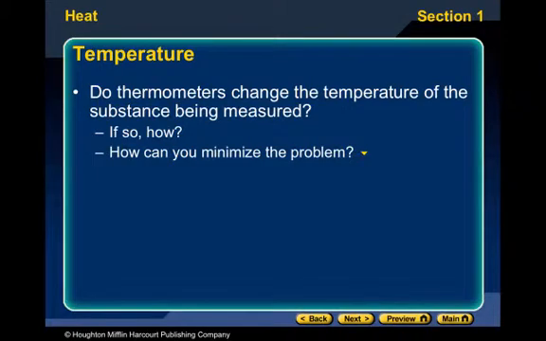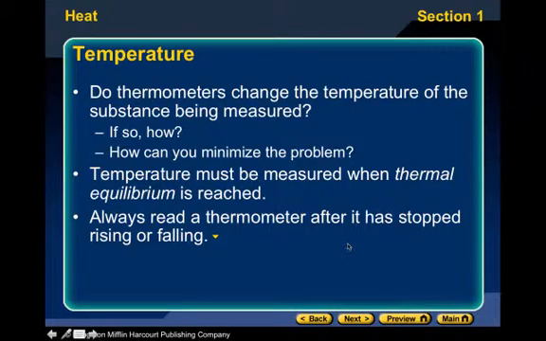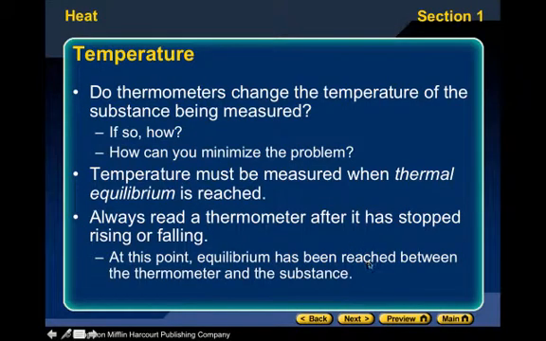How can you minimize the problem? Let it be in there for a while. We stir it, get those molecules moving. Or just let it acclimate in there and come to an equilibrium. Temperature must be measured when thermal equilibrium is reached. Always read a thermometer after it has stopped rising or falling, and at this point, equilibrium has been reached. So there's been no more transfer of heat that way.